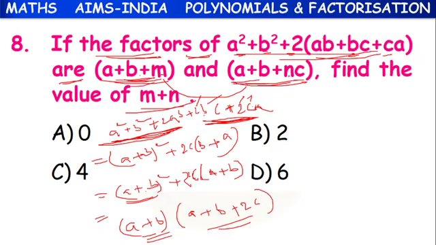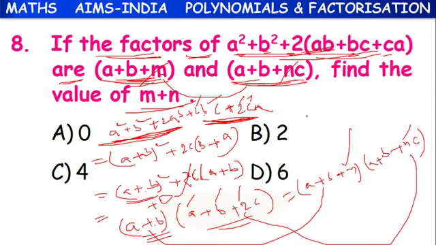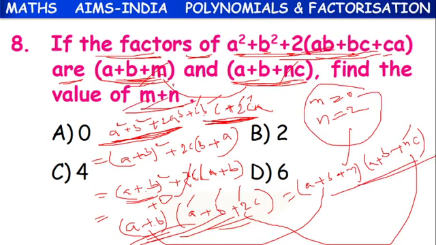This is equal to the product of these two, because these two are factors of this expression. So these are equal to a plus b plus m and a plus b plus nc. If we compare, here plus m is there, here we can keep plus 0, so a plus b plus 0, then the m value will be 0. Here a plus b plus 2c, but here nc, so the n value will be 2. Comparing the factors, we get m and n values, but they are asking us to find m plus n. 0 plus 2, how much? 2. So option B is the right answer.